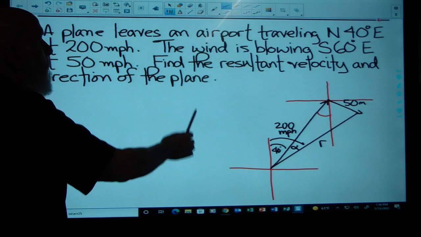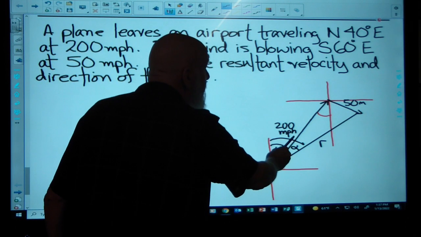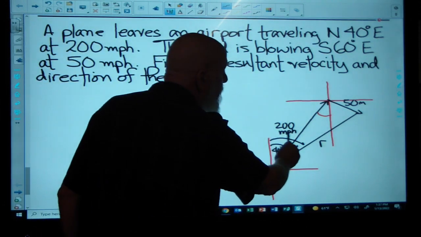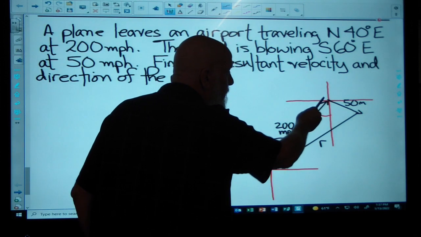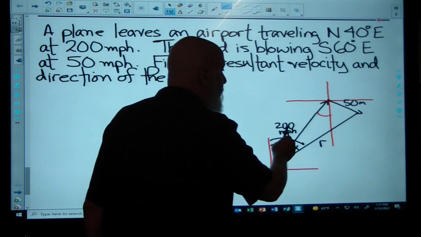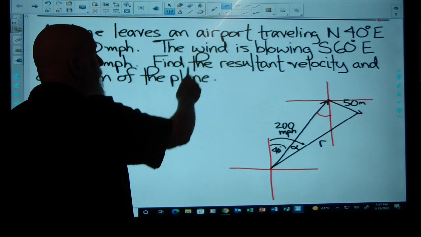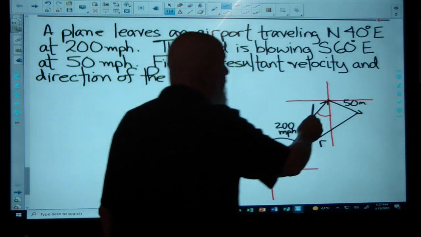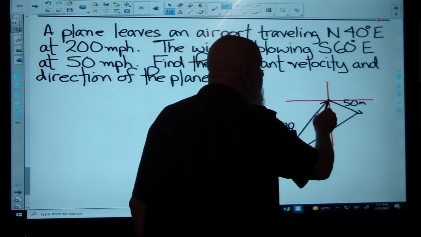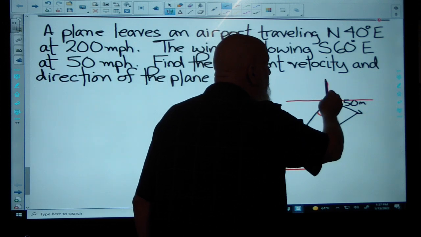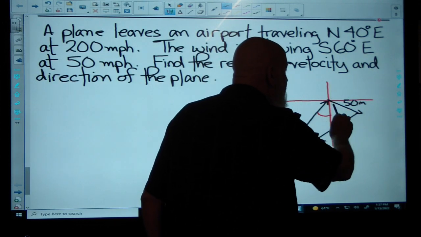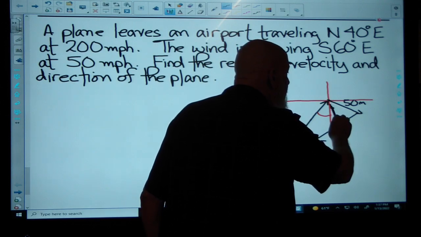The plane leaves an airport going north, 40 degrees east, and it's going 200 miles an hour. So I called that 200 miles an hour. The length of this is 200 miles an hour. It's the length of the vector, the magnitude of the vector. And then the wind is blowing south 60 degrees east. So from here I added the wind vector to the airplane's velocity vector. And what I wound up with was south 60 degrees east. So this is 60 degrees right here.